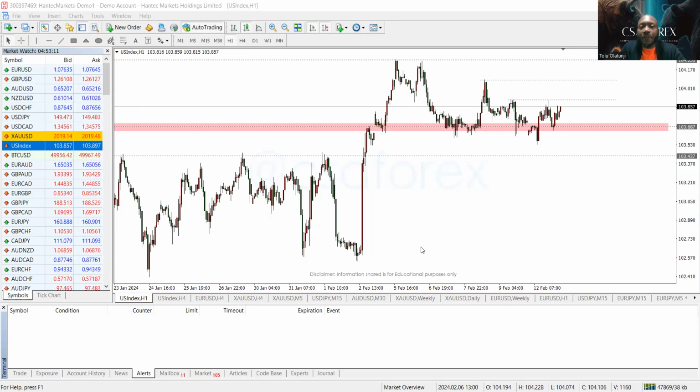What are we to expect from today's CPI data release? The CPI is known as the Consumer Price Index, and it is a key economic indicator to the US dollar as we have it scheduled for today.